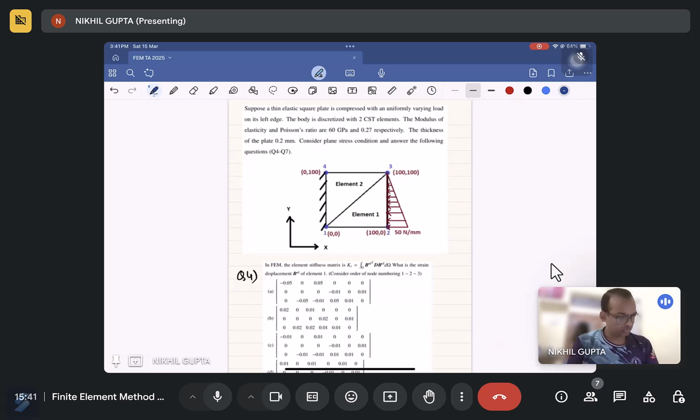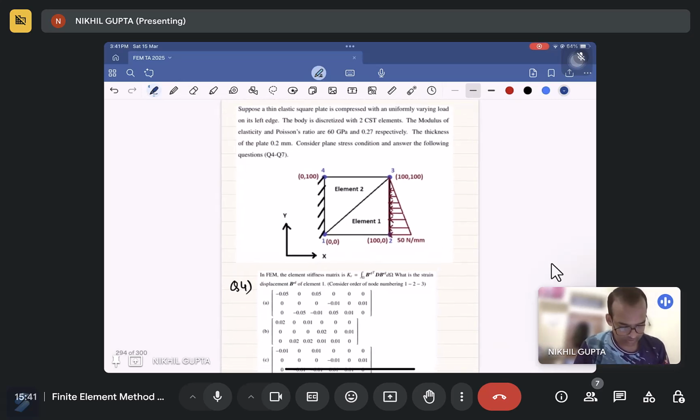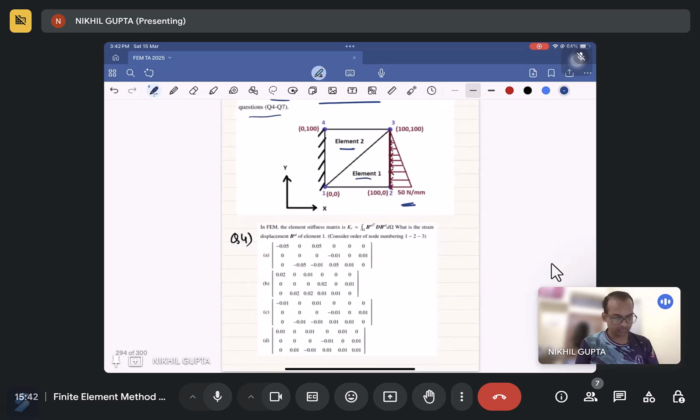Okay, so let's go to question number 4 now. It's a big question. Suppose a thin elastic square plate is compressed with a uniformly varying load on the left edge, which is this. The body is discretized with two CST elements. One element is this, the second element is this. The modulus of elasticity and Poisson's ratio are given. The thickness of the plate is also given. And you have to consider the plane stress condition and answer this problem.